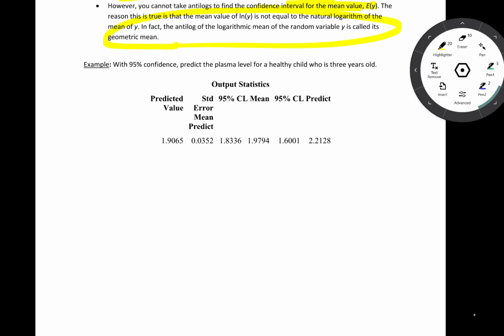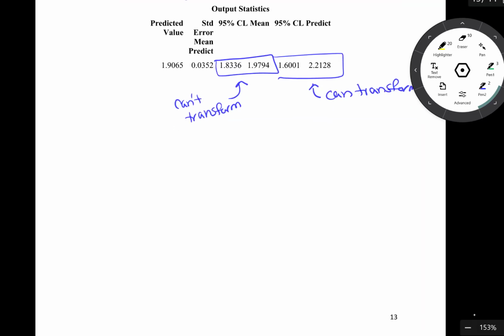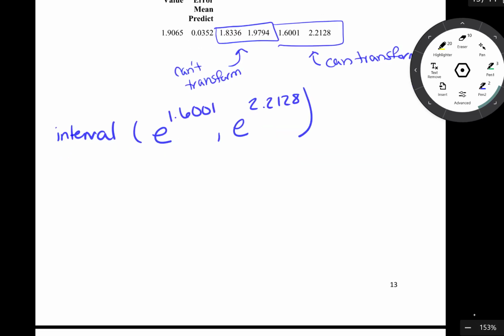So looking here at our output, what we're saying here is we've got our two different intervals. We've seen prediction and confidence intervals before. This one we can't transform. This one we can transform. So if we want to, with 95% confidence, make a prediction interval for the plasma level of a healthy child who is 3 years old, this is something that we can do based on that model that predicted the natural log of y. And so how we would do that is to find the interval. We're going to transform the prediction interval for the natural log of y. So in other words, we're going to take our two endpoints. We're going to take e to the 1.6001, e to the 2.2128. And this is going to give us the interval 4.95 to 9.1417.